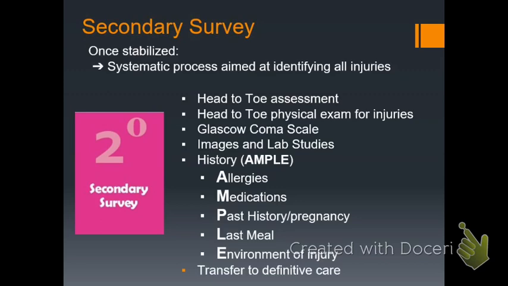And stabilized means breathing adequately with an adequate respiratory rate, and they have a pulse, adequate circulation, and then they are following commands. If you don't have any of those things, you're kind of stuck in fixing the ABCDs before you can really go on to the secondary survey.